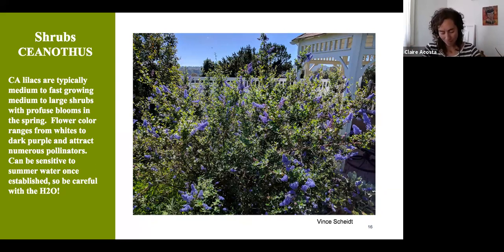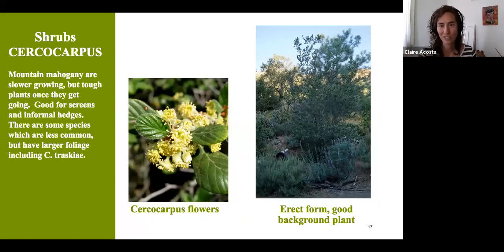Cercocarpus, I love Cercocarpus. Personally, I think it's beautiful. This one is mountain mahogany. It's kind of slower growing, but pretty tough and long-lived. And a cool factoid is it's a nitrogen fixer, which means it fixes nitrogen from the air on little nodules on the roots, which is cool and good. It's also great for erosion. So it's basically feeding the soil with nitrogen on its own, which not all plants do.